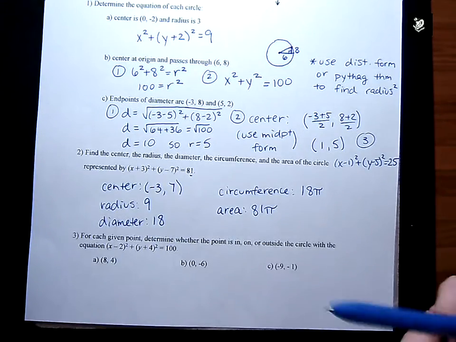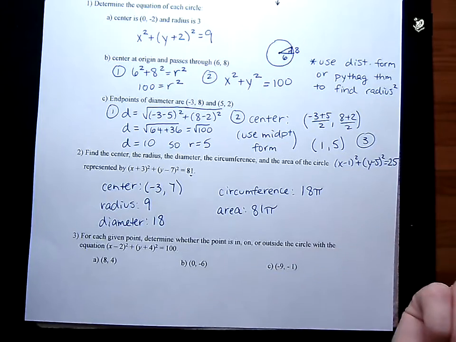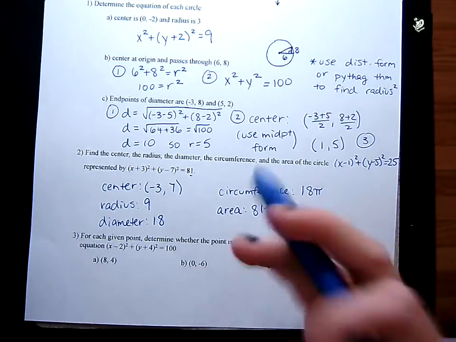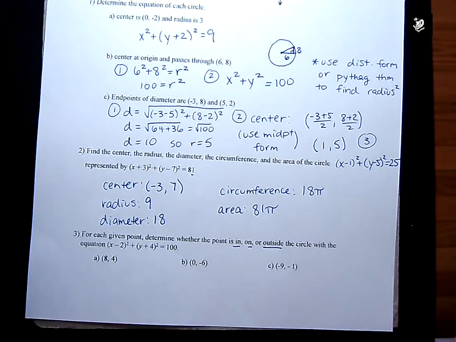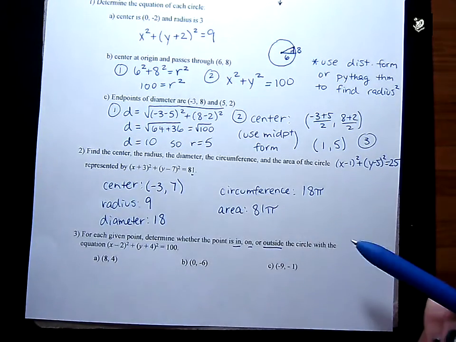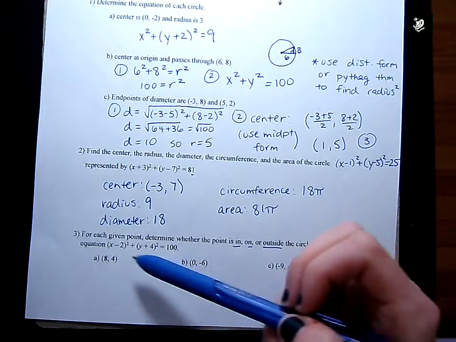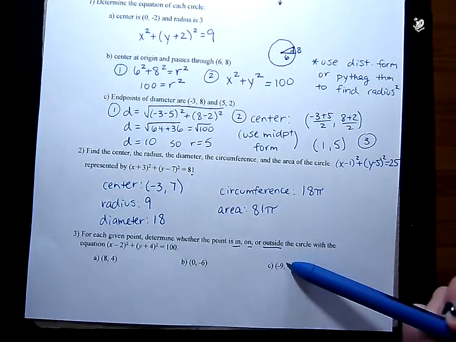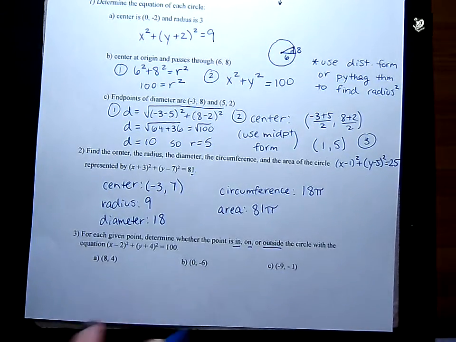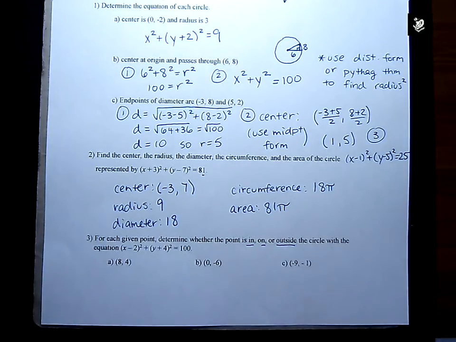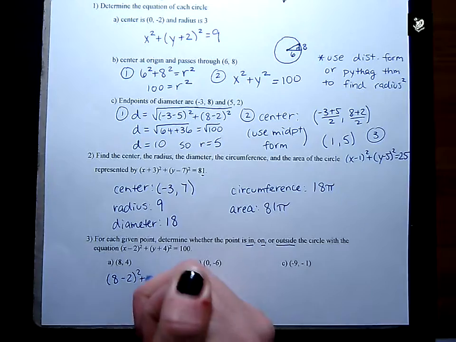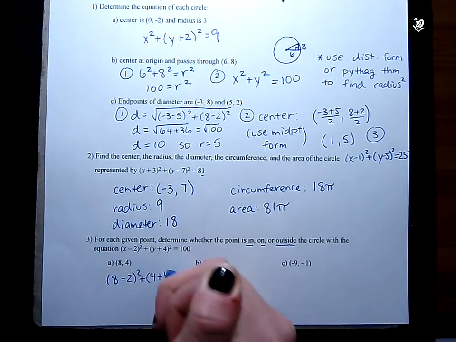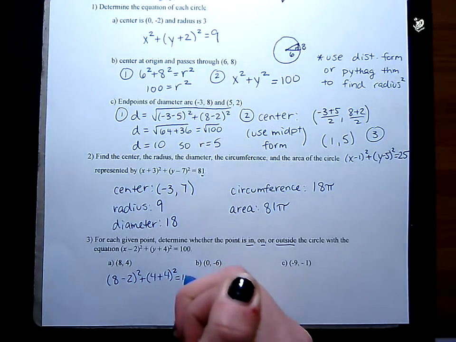Now, you may be given an equation of a circle, and you have to determine whether a point is in, on, or outside the circle. In order to do that, you're going to have to plug each of these points into the equation. For example, for the first one, I'm going to plug in 8 for x and 4 for y, and I'm going to multiply everything out.